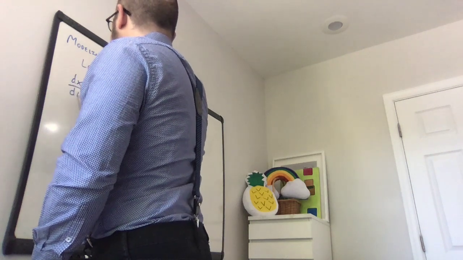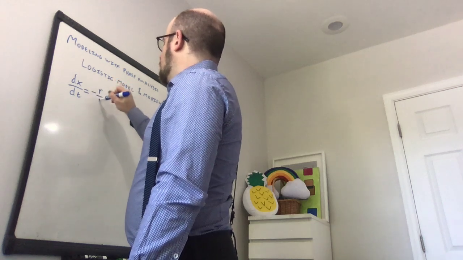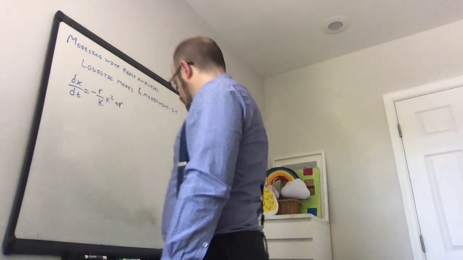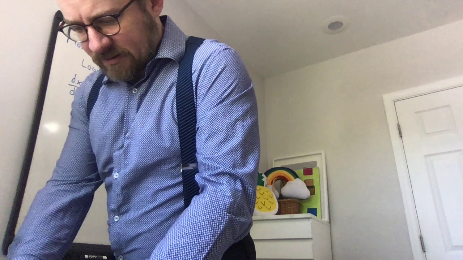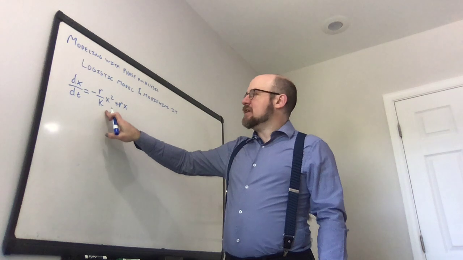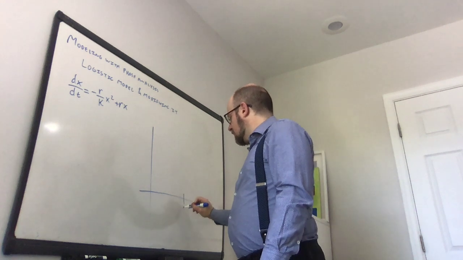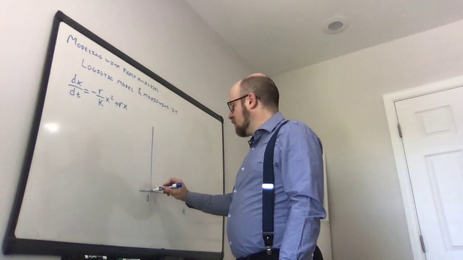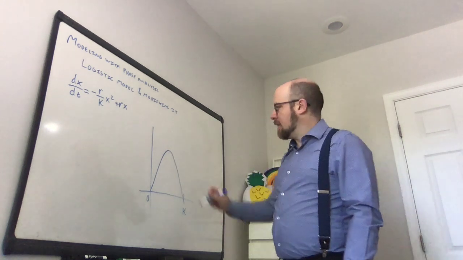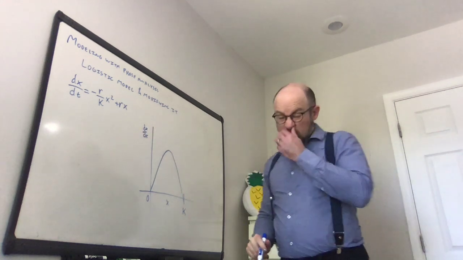dx/dt equals negative r over k x squared plus rx. Yeah, that's what I thought. Always have to look at my notes to be sure. So dx/dt equals negative r over k x squared plus rx. So remember that looks like this. We've got this parabola that goes up, okay? So that's the graph of dx/dt as a function of x, okay?